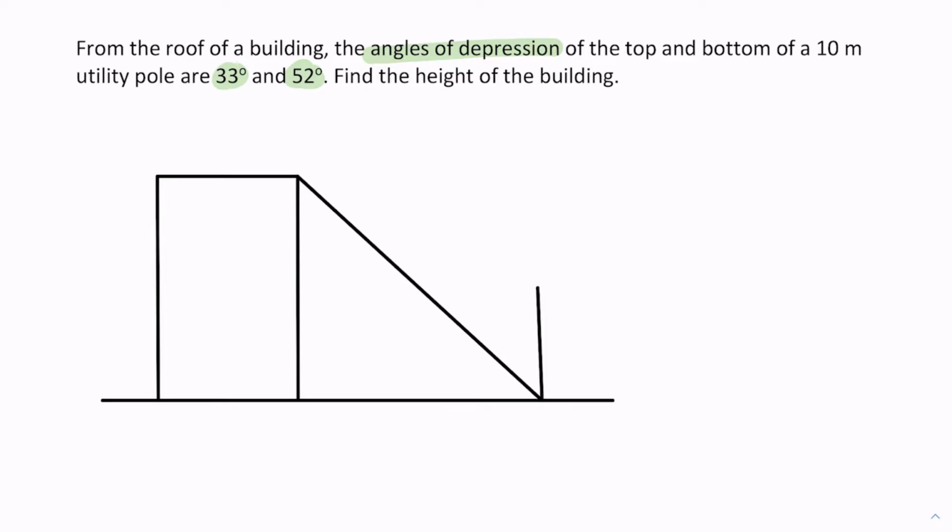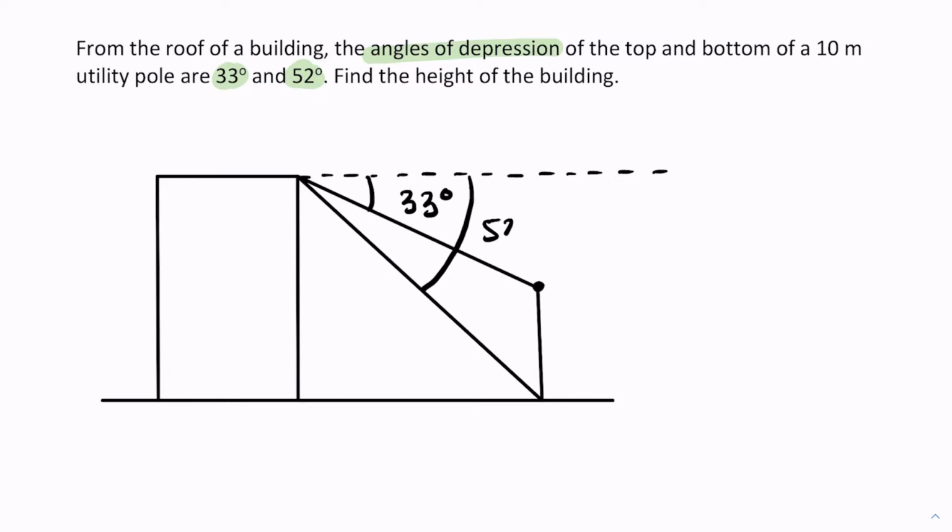Let me try that again. Now keep in mind that everything is measured relative to the horizontal. So the angle to the top of the utility pole is going to be 33 degrees, and to the bottom of the utility pole, this larger angle here, is going to be 52 degrees.